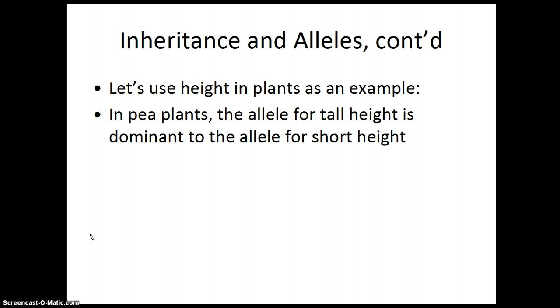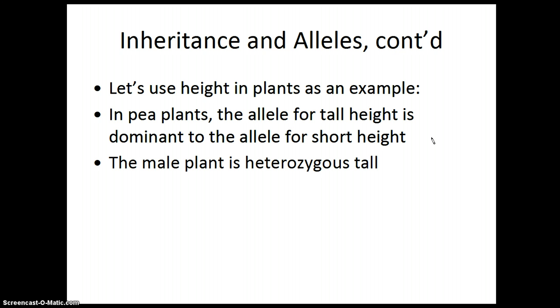So the way that we note this, if you remember back to 8th grade, is the dominant one we represent with a capital letter. So here big T is going to stand for dominant, and then for short height, we use the same letter, but we're going to use the lowercase version of that. Whenever we need a dominant allele, we're going to use the capital T. Whenever we need a recessive allele, we're going to use the lowercase t. We don't use a T for tall and an S for short. We pick one letter and we stick with it.